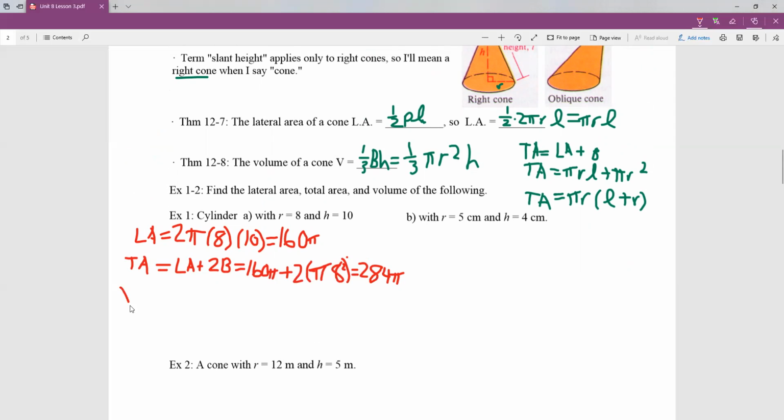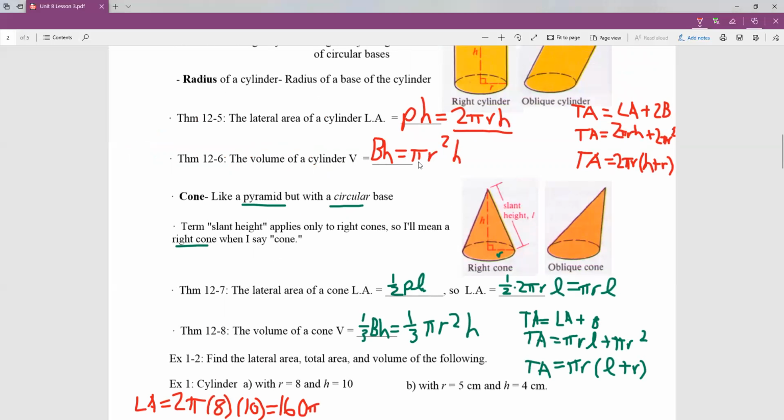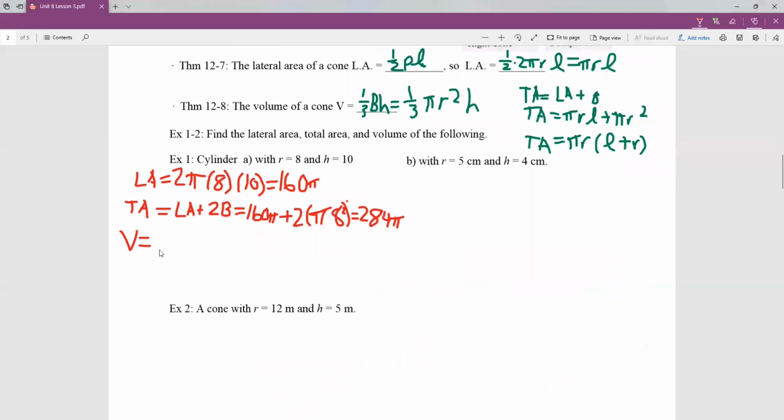Cool. And now we have the volume. So for the volume, look back up here. The volume is pi r squared h. So it's just going to be pi times 8 squared times 10. And when you do that, I believe you get 640 pi. So there you go, lateral area, total area, volume. All that was just plugging this radius and this height into those formulas. Cool. All right.